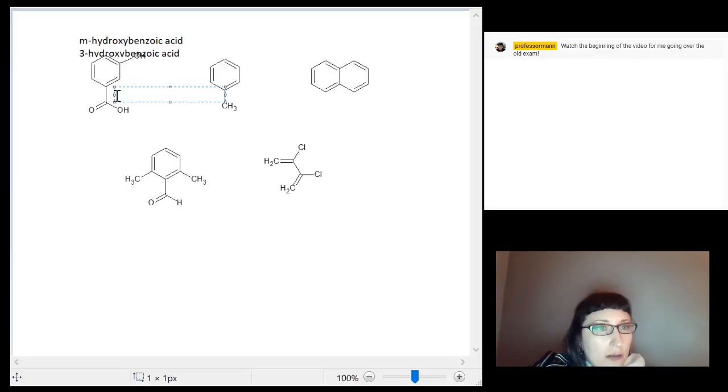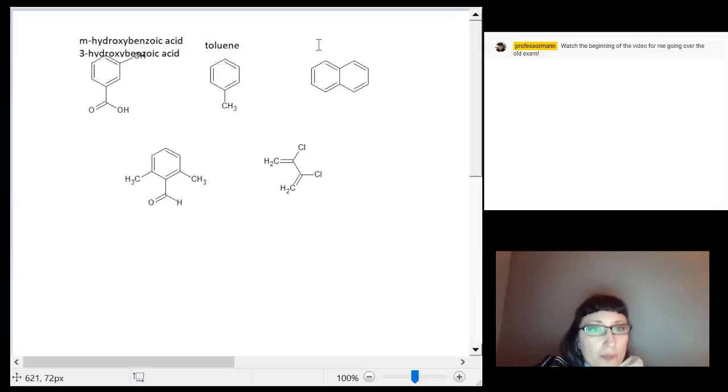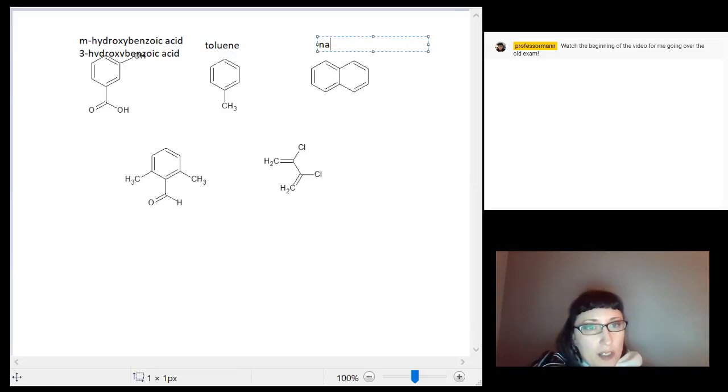Then, let's see. This one here is just one of those memorized ones. This is toluene. It looks like it would be methylbenzene, but we call it toluene. This one here is naphthalene, and it's spelled naphthalene. I think that's right.